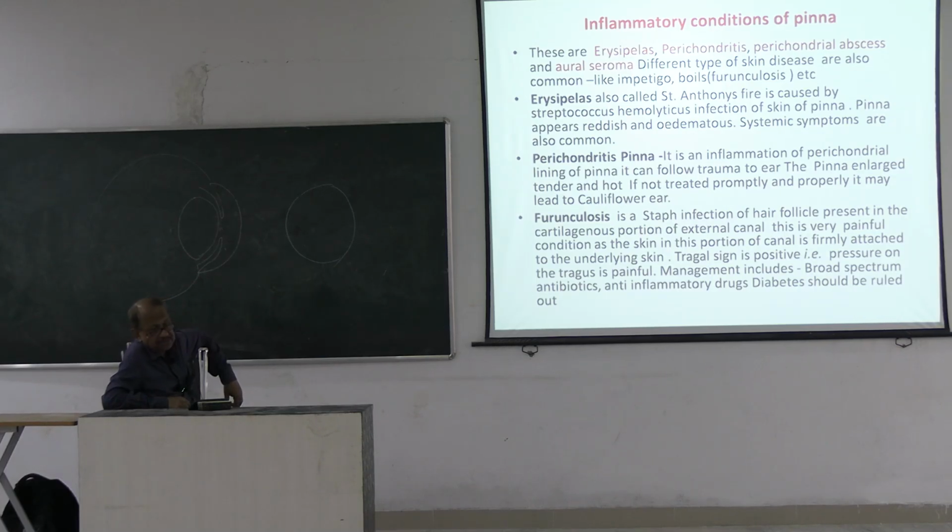Tragal sign is positive. What is tragal sign? It is a typical sign of furuncle. Just press the tragus. This is tragus. এই সামনে যে ট্যাগটা আছে, এই উঁচুটা tragus. Just press the tragus. There is severe tenderness. It is the sign of boil or furuncle. Okay.